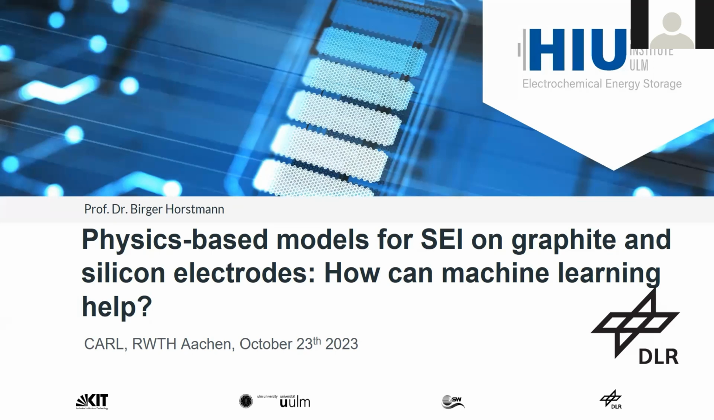The particular topic of this talk will be the SEI, the solid electrolyte interface, and I will discuss this on graphite and silicon electrodes.